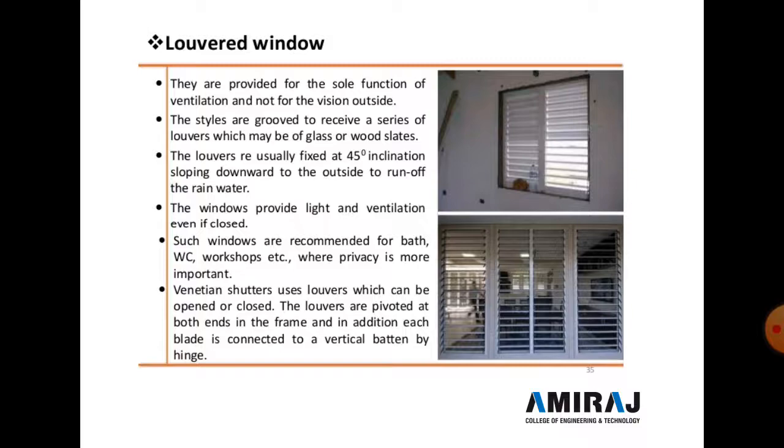Such windows are recommended for baths and ventilation. This type of window is generally provided for ventilation, but is not generally used in residential buildings as a room window. A ventilation shutter uses louvers which can be open or closed, and the louvers are pivoted at both ends in the frame. In addition, each blade is connected and vertically buttoned in a hinge.